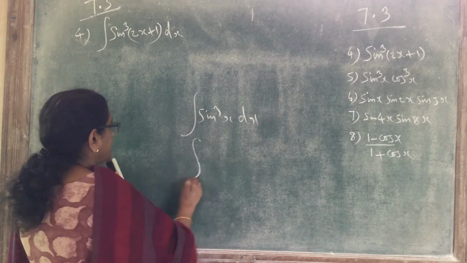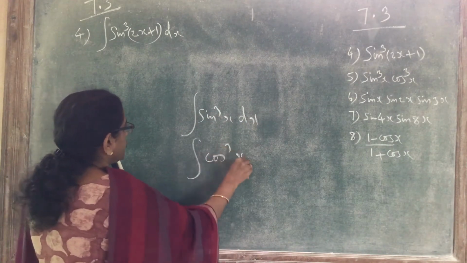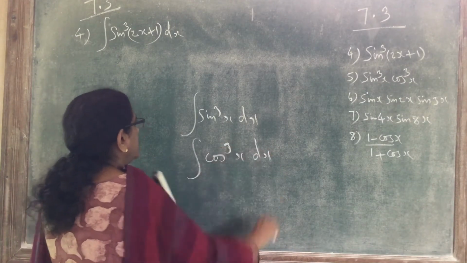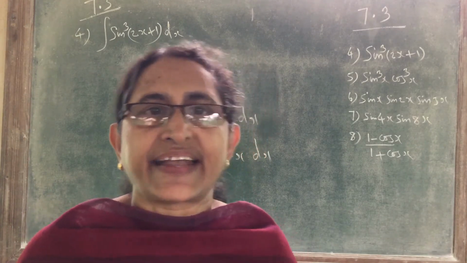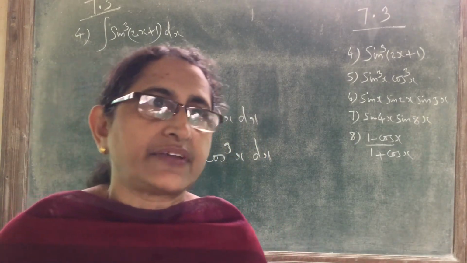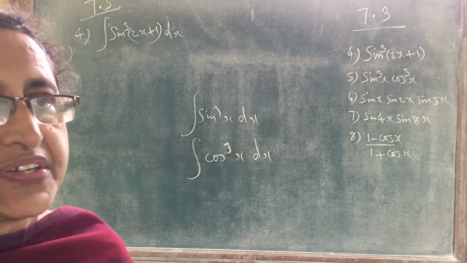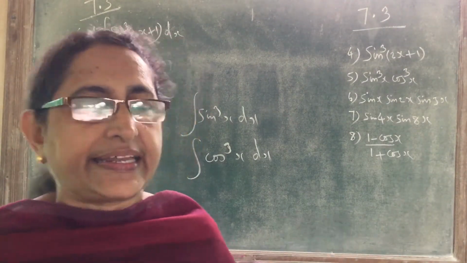to find the integral of sin cube x dx, or the integral of cos cube x dx, we have to apply the identity. Sin cube x equals (3 sin x minus sin 3x) by 4. Like that, for cos cube x also there is one identity we can use, and we can integrate.